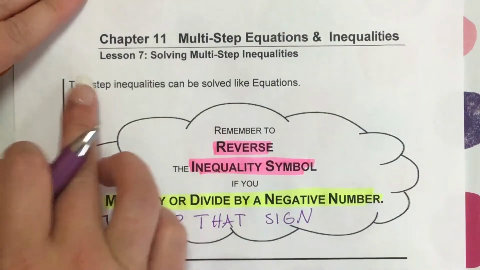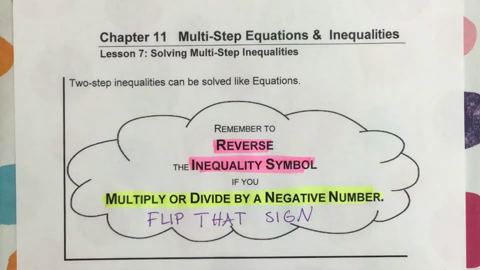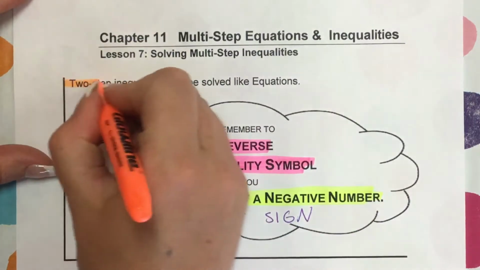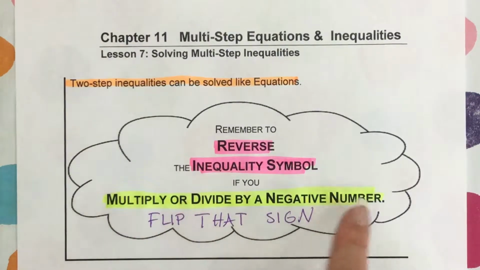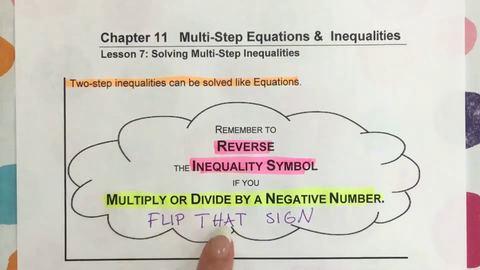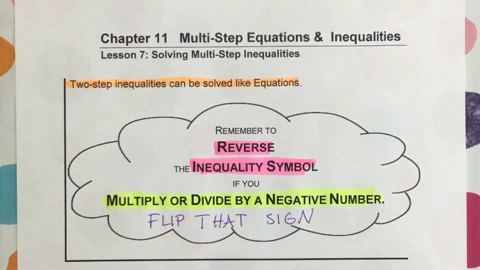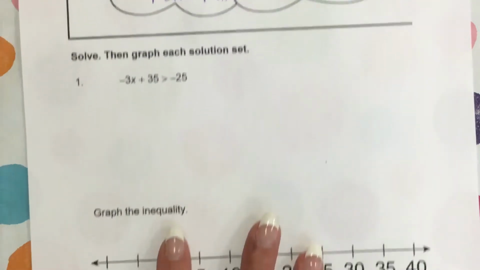That's enough. Okay, so yeah, two-step inequalities can be solved exactly like equations, except for this one thing. If you multiply or divide by a negative number, you have to flip that sign. Okay, so let's go ahead and solve a problem and see how it goes.